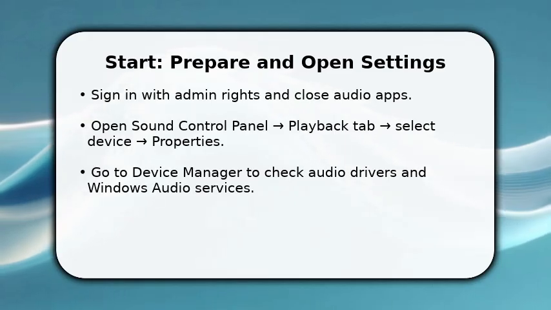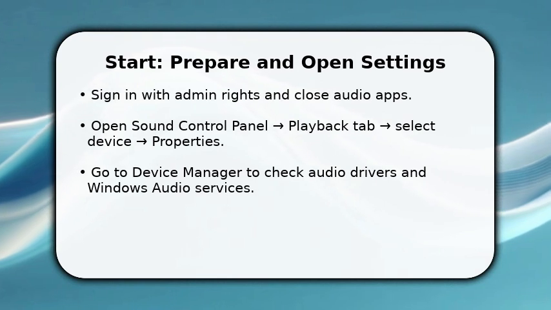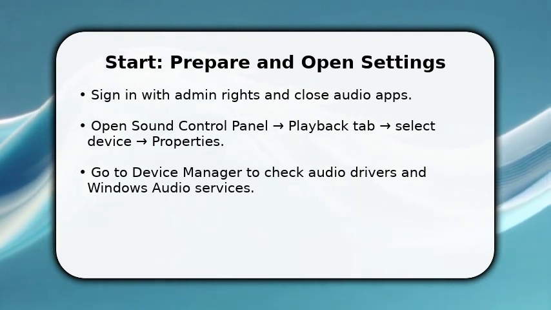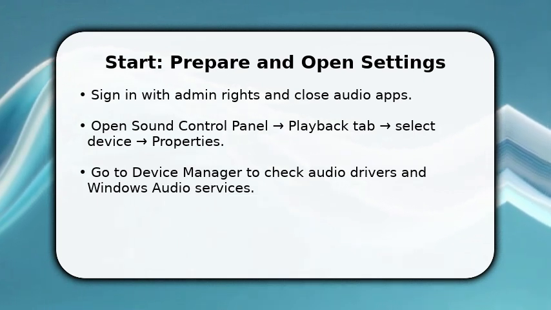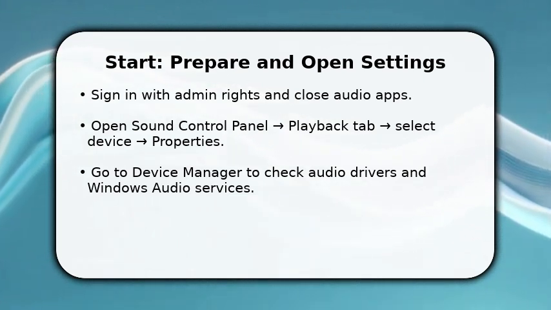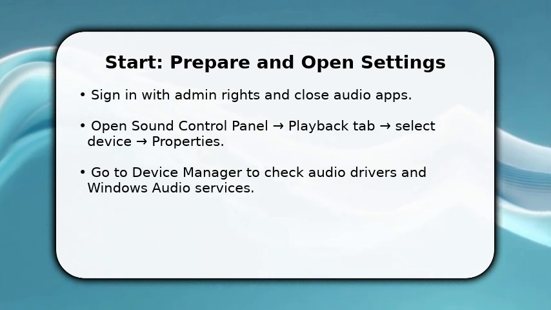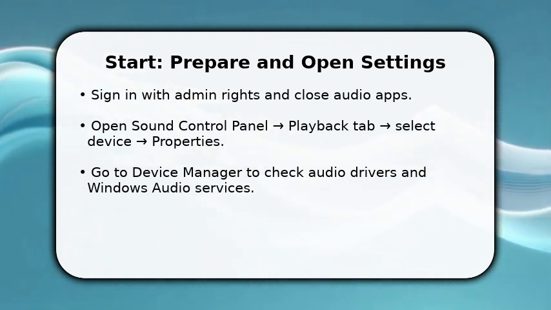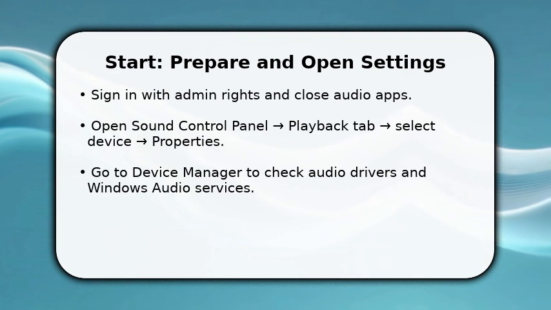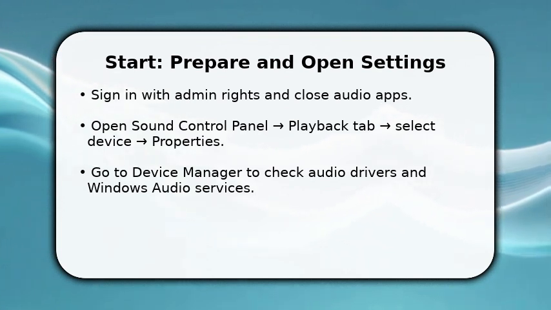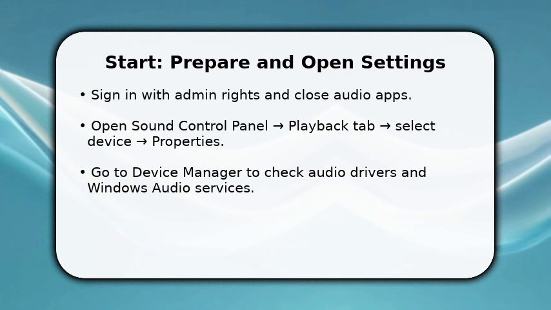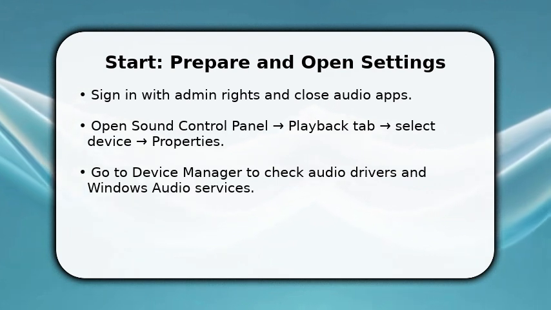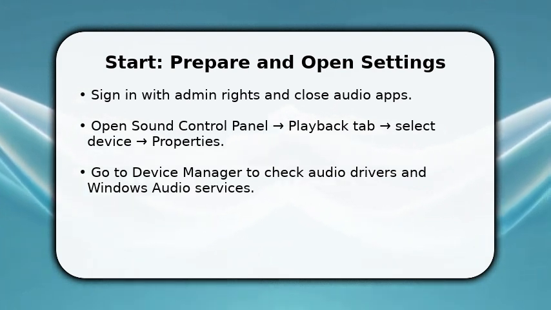You start by signing in as an administrator so you can change drivers and services. Once signed in, open Control Panel, right arrow, Sound, pick your playback device and click Properties. This gets you to the exact place where the Enhancement tab should appear. Make sure no third-party apps are using the device, then open Device Manager and expand Sound, Video, and Game controllers. You're preparing to check drivers and services that commonly remove the Enhancement tab.